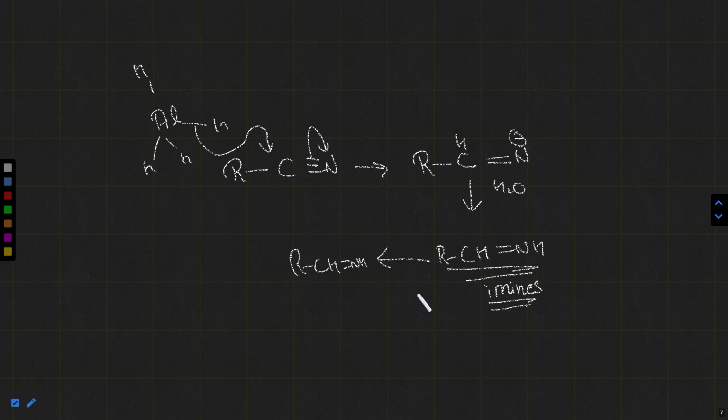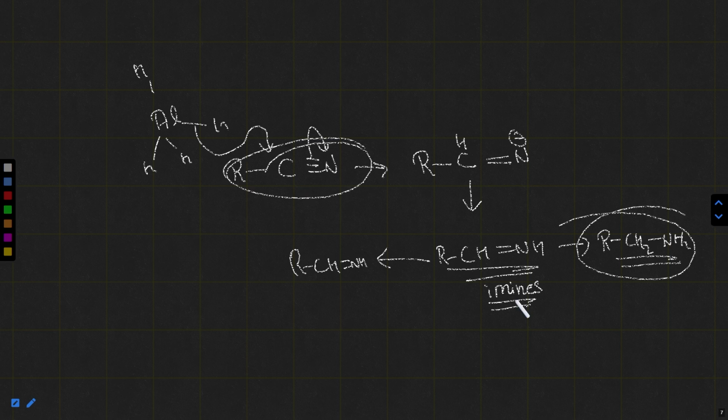This can be one product. Now if we do not take H2O as the protic solvent and take another solvent, then one more H will be donated here and it will result in RCH2NH2. Okay, no problem. So in this, 2 moles of LiAlH4 are involved to convert your nitrile into your final RCH2NH2.